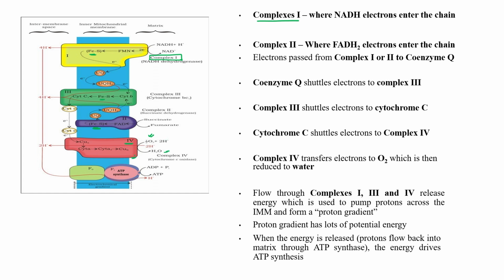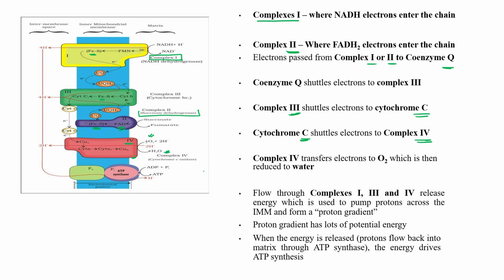So in complex 1, NADH electrons enter into the chain. In complex 2, you can see FADH2 electrons enter into the chain. Electrons pass from complexes 1 and 2 to coenzyme Q, ubiquinone. Complex 3 shuttles electrons to cytochrome C, and then cytochrome C shuttles electrons to complex 4.